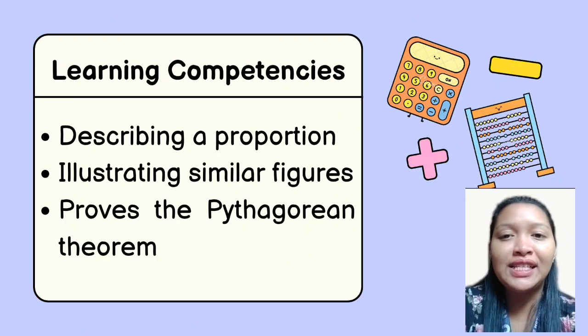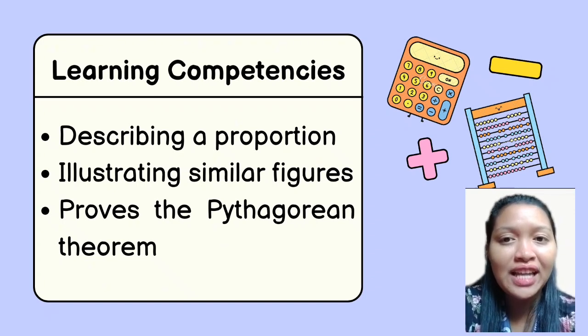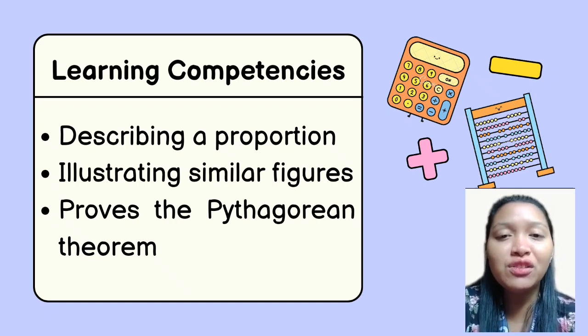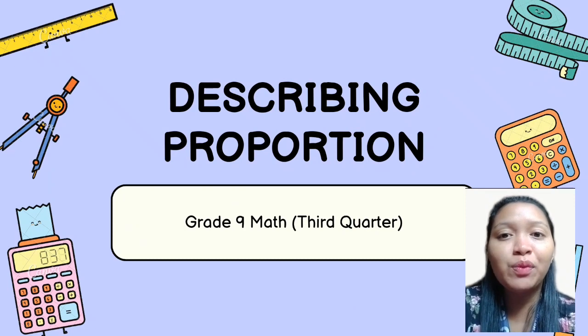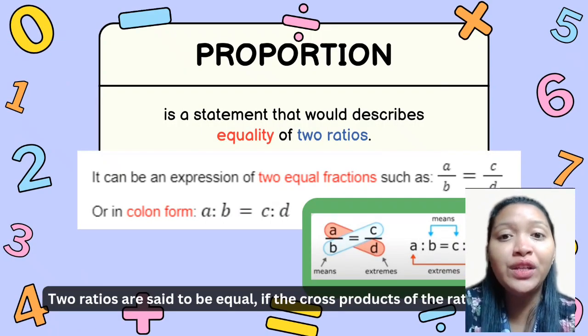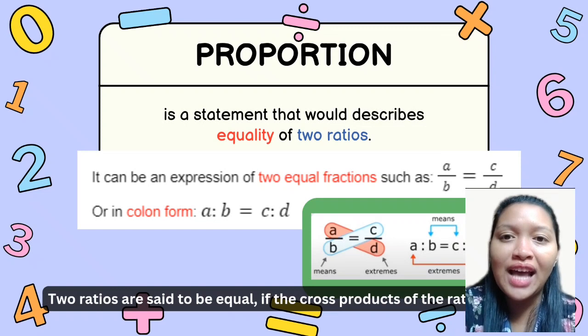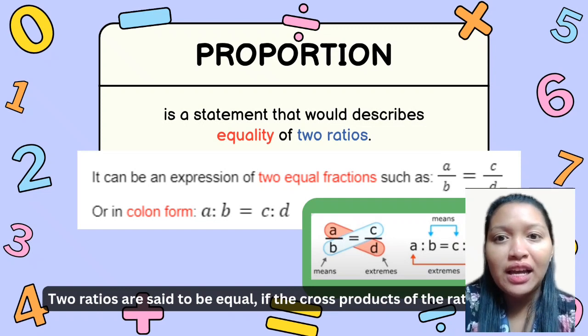I have three competencies. First off is describing proportion. Next is illustrating similar figures, and lastly is proving the Pythagorean theorem. So in the first topic, I will define what a proportion is first, and then show how it can be stated in two ways, using either the colon form or the two equal fractions. Then I will remind the students of the means and extremes, since means and extremes are discussed in grade 5, as well as how to cross multiply the ratios to solve for equality.